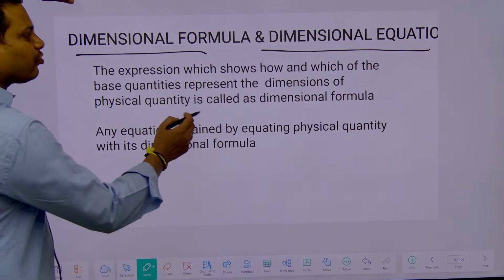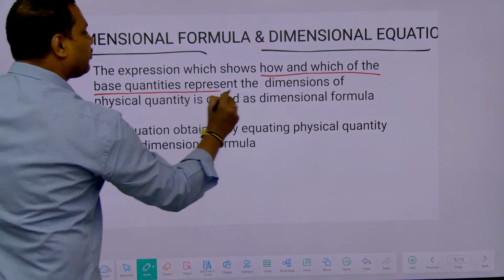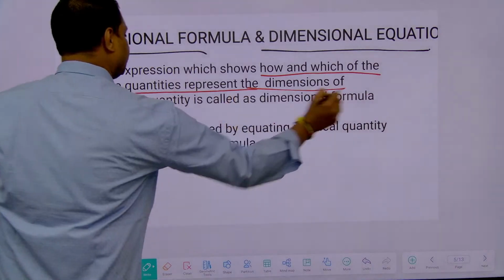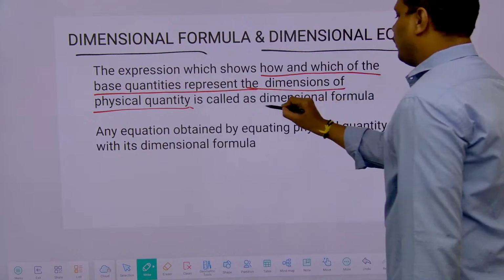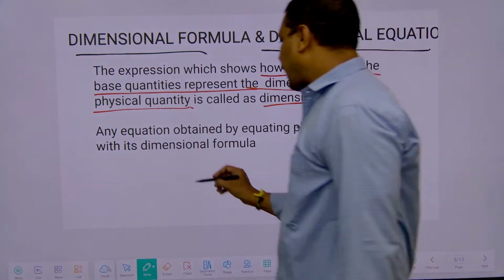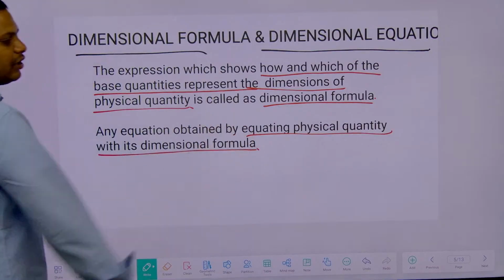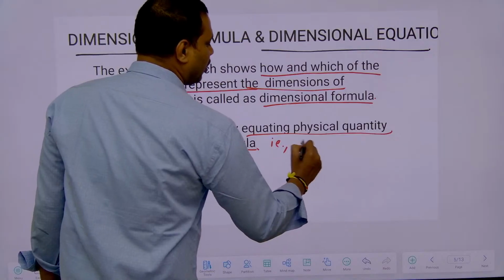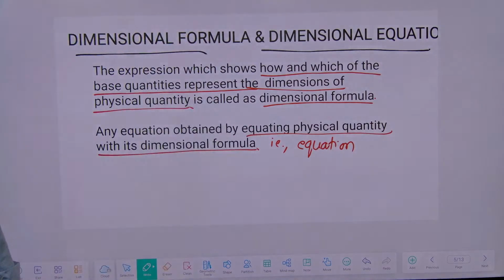So the expression shows how and which of the base quantities represents the dimensional formula. So that is called what? Dimensional formula. And an equation is obtained by equating a physical quantity with its dimensional formula. That is called what? Equation. So equation means representing the physical quantity with the dimensional formula.